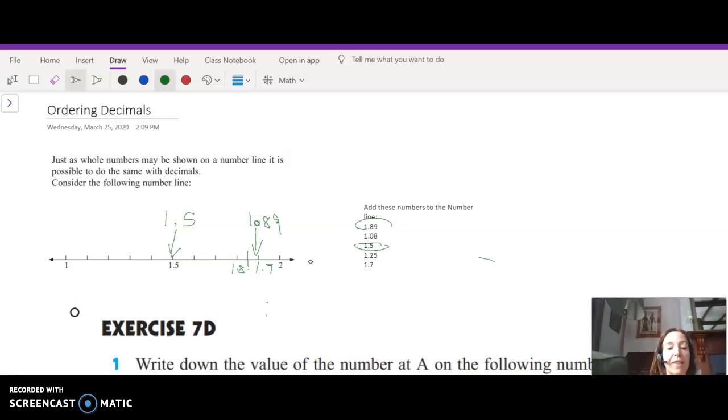1.08. Now 1.8 is over there, but 1.08 is going to be even smaller than 1.1. It's going to be just a little bit to the left of that, so 1.08.